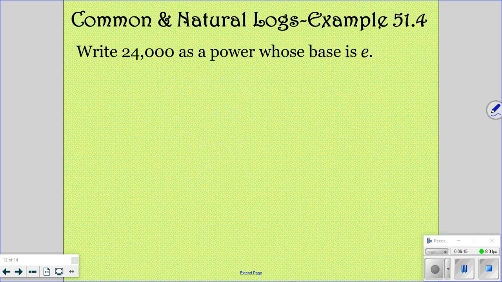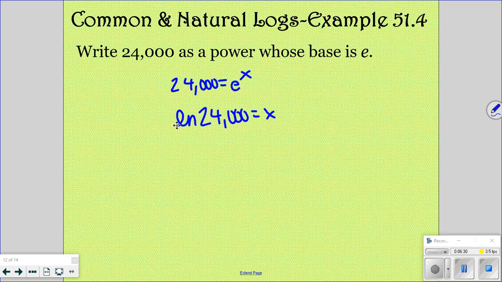Okay, looking at another one, we want to write it as a power whose base is e. So 24,000 equals e to the x. So that's going to be the natural log because it's log base e. And so if you use your calculator, you're going to have e to the 10.09, and that would be your answer. So that's how these work.